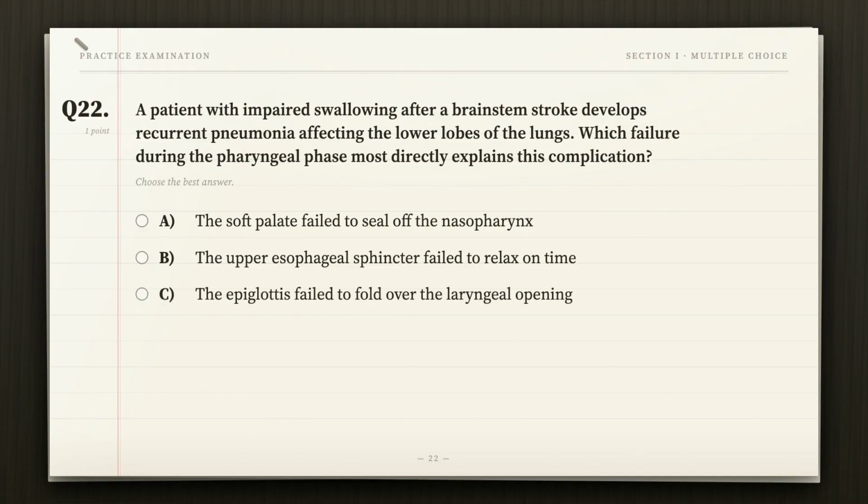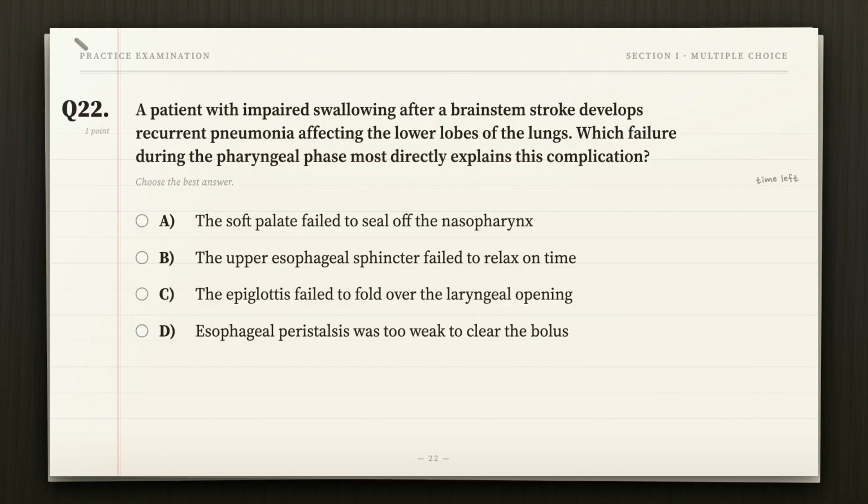C. The epiglottis failed to fold over the laryngeal opening. D. Esophageal peristalsis was too weak to clear the bolus. Which would you go with? Lock it in before the reveal.